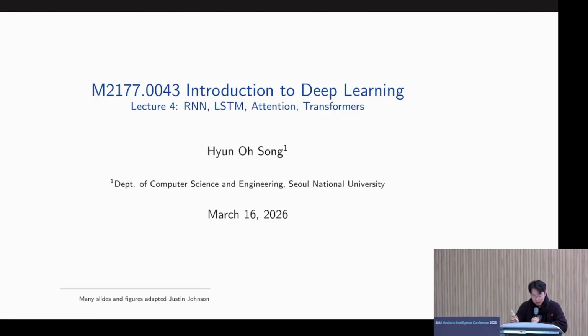So here, in lecture 4, we're going to talk about sequential modeling. When you input data in a sequence, not in bulk like images, you need different architectures that can handle that. We're going to talk about a very simple model called RNN, then LSTM, and then we're going to talk about attention and transformers, which is the core backbone of modern LLMs.